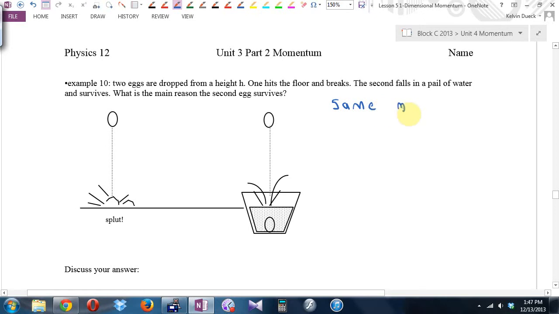Same mass. Same VI because it's dropped. VI is 0. Same V final because it's the same height. Therefore, they both go through the same change in momentum.